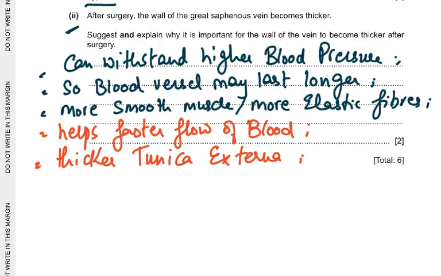So can withstand high blood pressure. So blood vessel may last longer, more smooth muscle or more elastic fibers, helps faster flow of blood and a thicker tunica externa. So it says suggest and explain why it's important for the wall of the vein to become thicker.